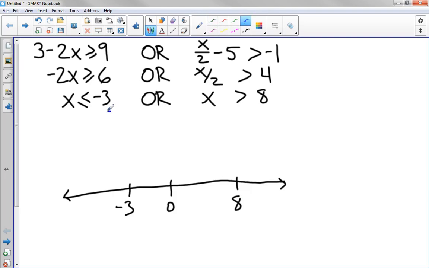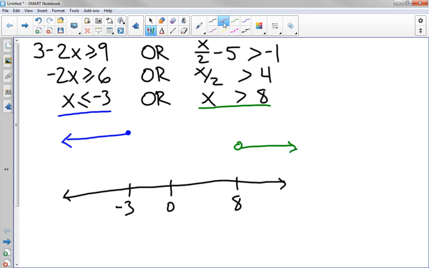So, in blue, let's graph the solution for x is less than or equal to negative 3. So I'm going to put a solid dot above negative 3 because it says less than or equal to. I'm going to draw an arrow to the left because we want all the numbers that are less than negative 3. Now in green, let's graph the solution of x is greater than 8. So I go to the number 8, I put an open circle because I don't actually include the number 8. I simply want the numbers that are greater than 8. So I'll draw an arrow to the right.